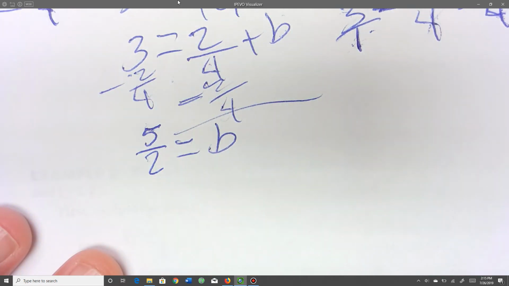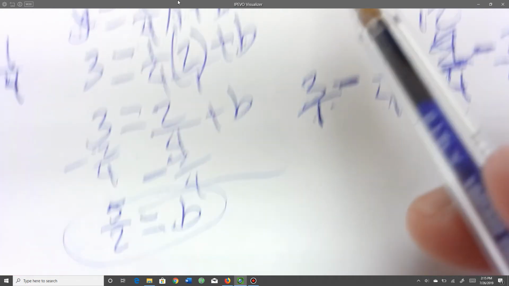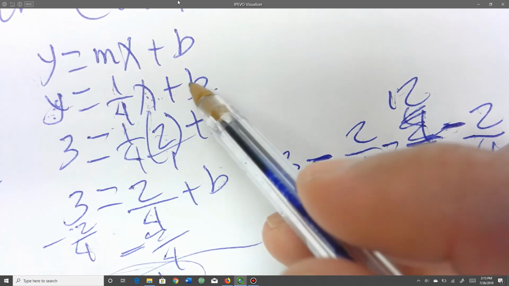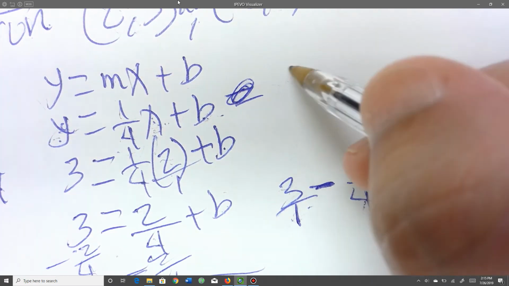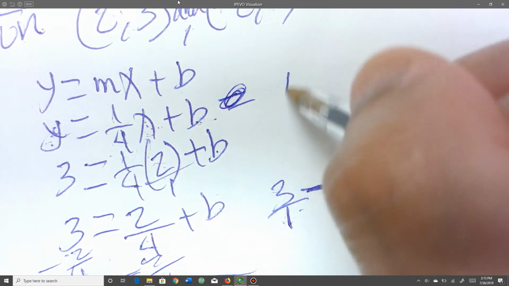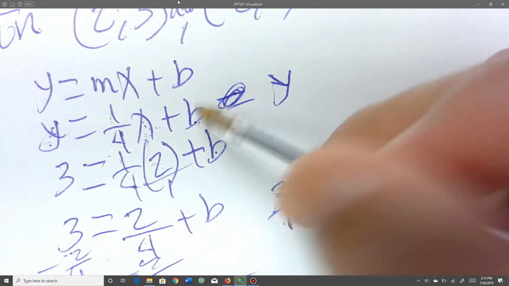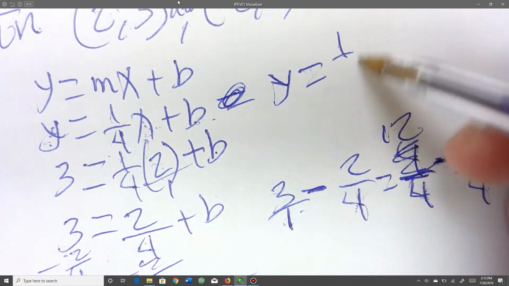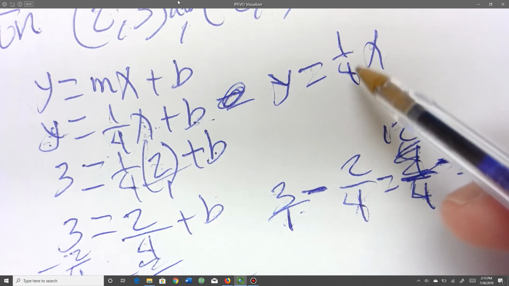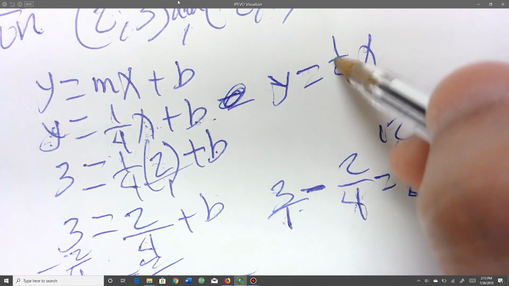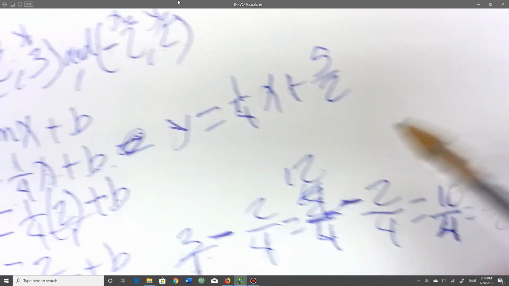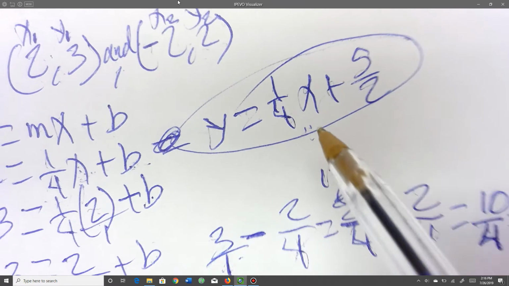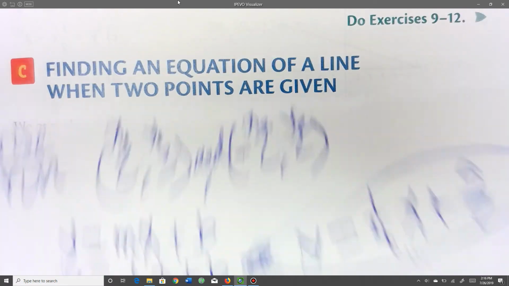intercept. So I'm not done yet, because I need an equation that includes the y-intercept. So that's y equals 1 over 4x, because I already know that the slope is correct, plus my b, which is 5 over 2. And now I'm done.